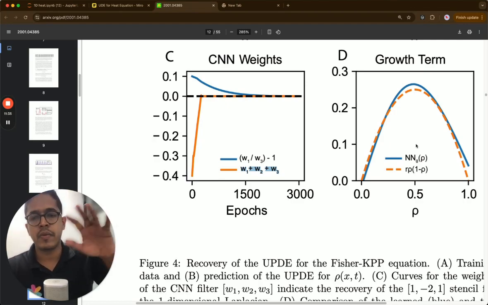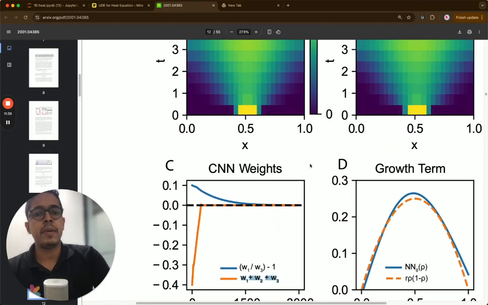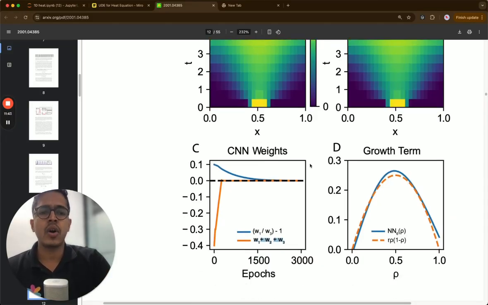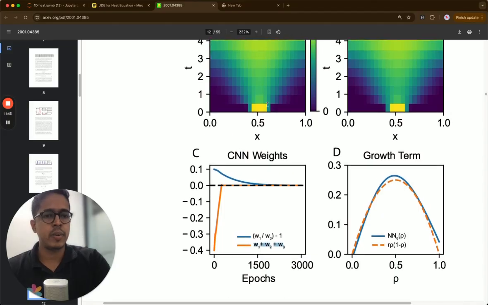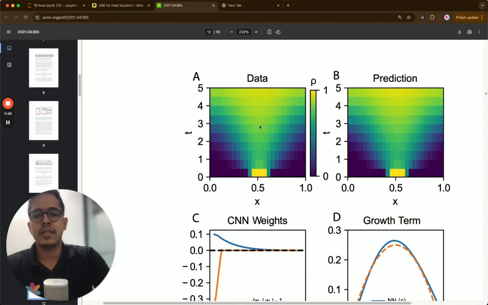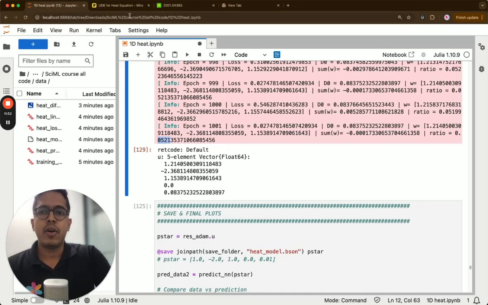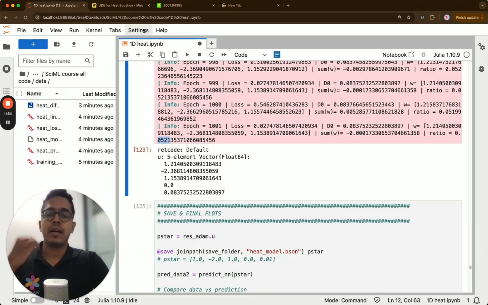We don't have this plot. We don't have the growth plot. So in this paper, they were looking at an equation called Fisher KPP equation for modeling growth of population. We are not looking at that. We are looking at the one-dimensional heat equation. But the graphs look very much the same because there is a lot of similarity between the equations. But I hope you understand where now the discovery of equation comes from.